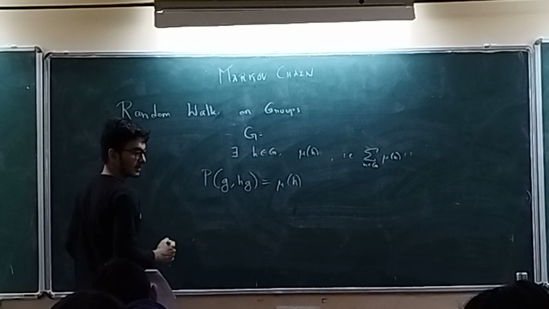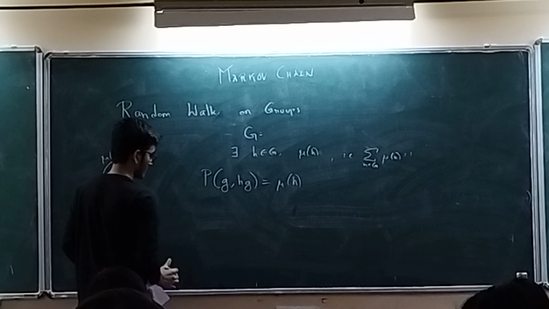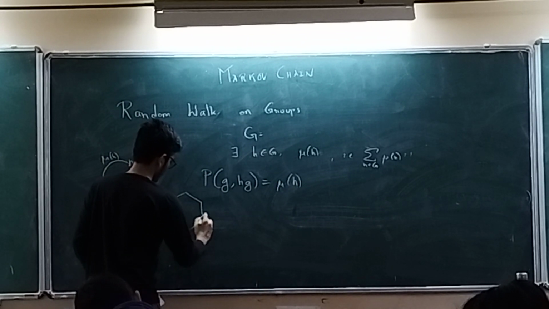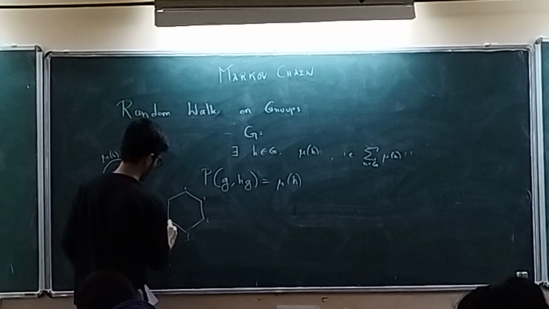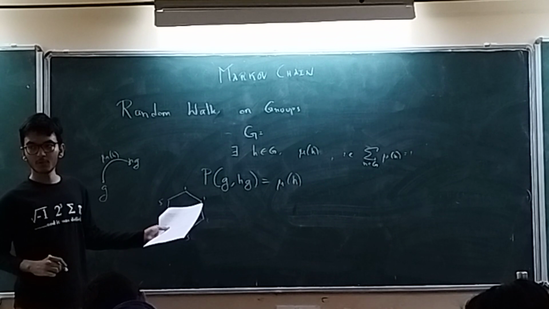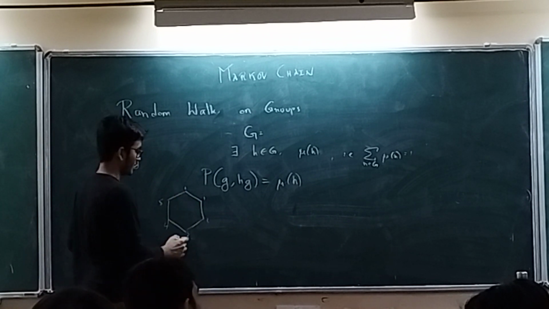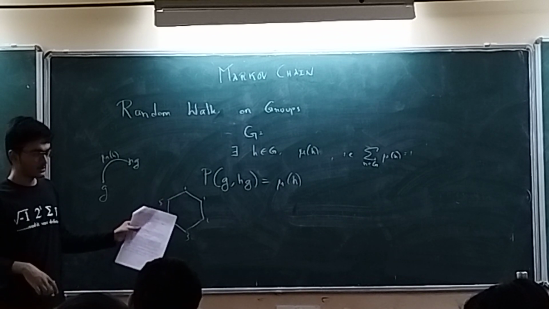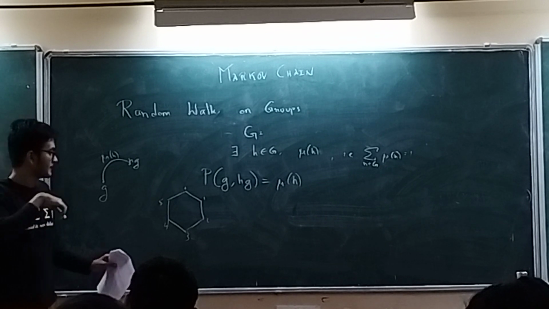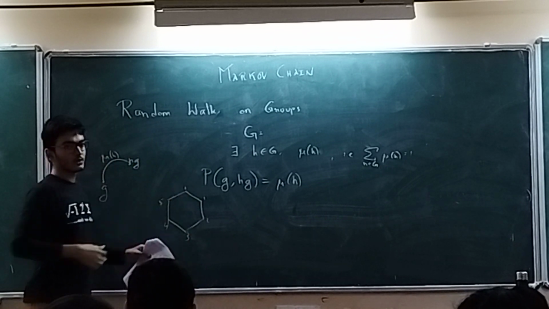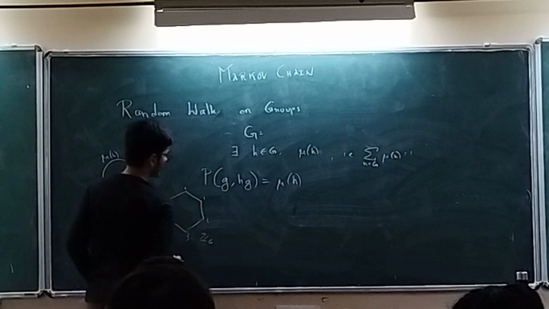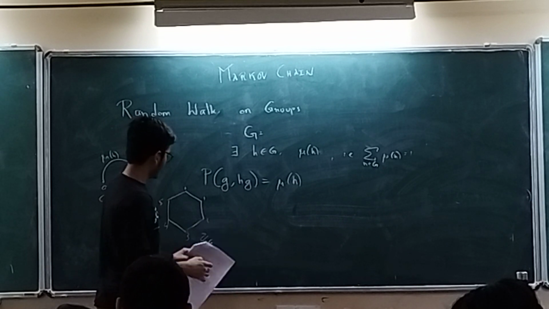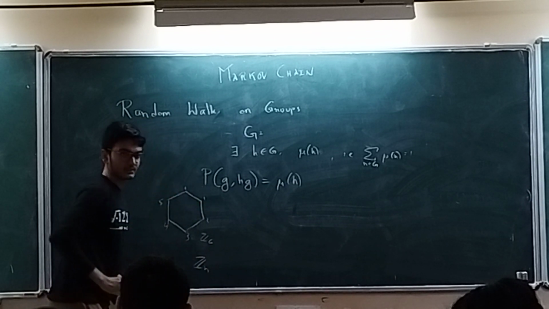Now let's see some examples. The first example is the thing that we have already discussed. What is the group operation over here? It's plus 1. And hence the random walk on this cycle is just a random walk on Z6, and the operation over here is plus. You can do it for any cycle Z_n.